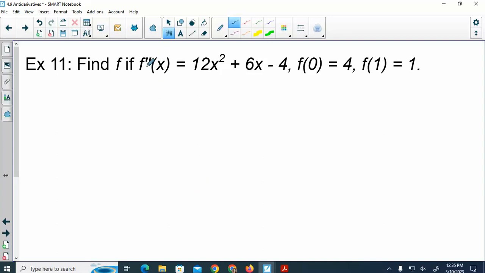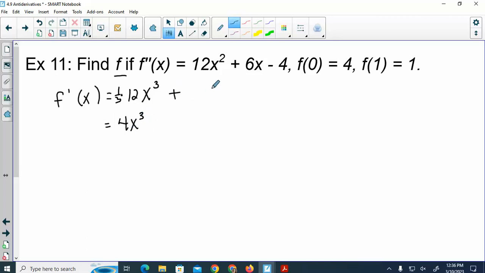Okay, I gave you the second derivative, and I want f. So how many antiderivatives do we have to do? 2. Okay. So if I'm working backwards from the second derivative, that would take me to the first derivative, right? So 12x squared, what is the antiderivative of that? You have the x cubed, the 12 stays, but then you have to multiply by the reciprocal. So that would give us 4x cubed.